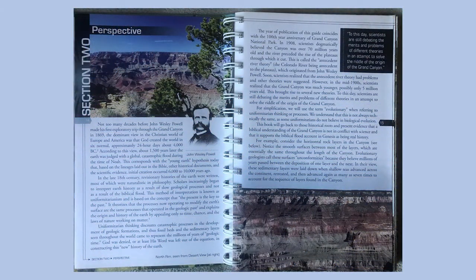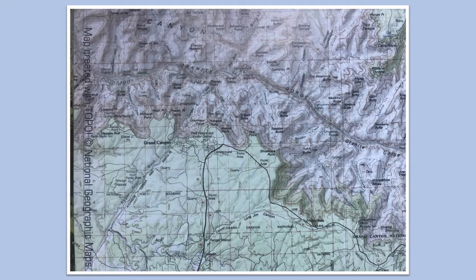Not too many decades before John Wesley Powell made his first exploratory trip through the Grand Canyon in 1869, the dominant view in the Christian world of Europe and America was that God created the world in six 24-hour days, about 4000 BC. According to this view, about 1500 years later, the earth was judged with a global catastrophic flood during the time of Noah.